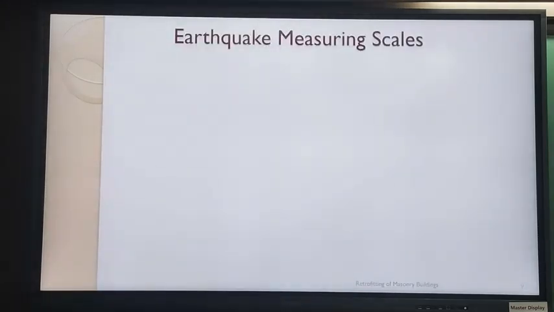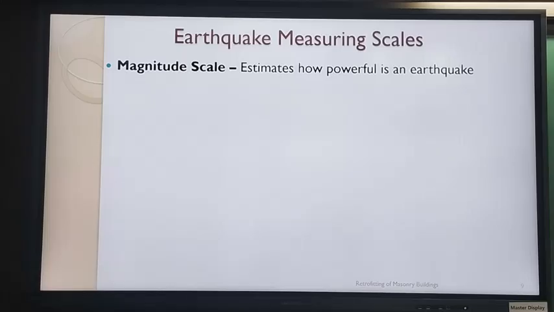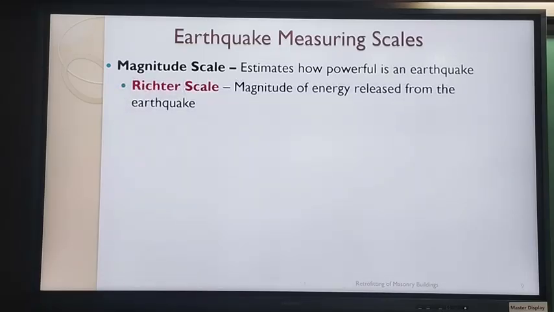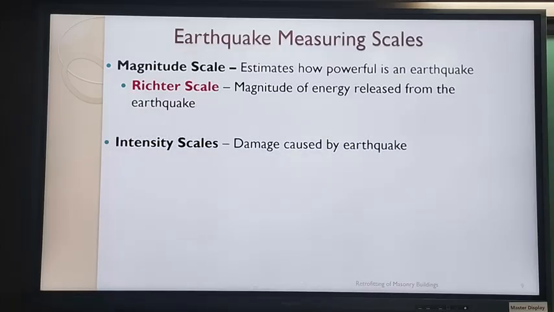All right. Okay, now just a little bit about the earthquake scales. You have the magnitude scale. You must have heard of the Richter scale, right? All the time, whenever there's an earthquake, you have the news, Richter scale, and so on. It's essentially the magnitude of the energy released from the earthquake. All right? It doesn't necessarily have anything to do with the damage. And then you have the intensity scale, which reflects the damage.